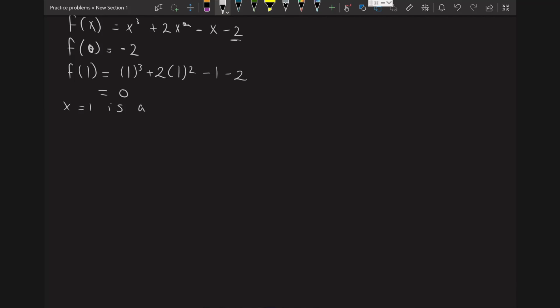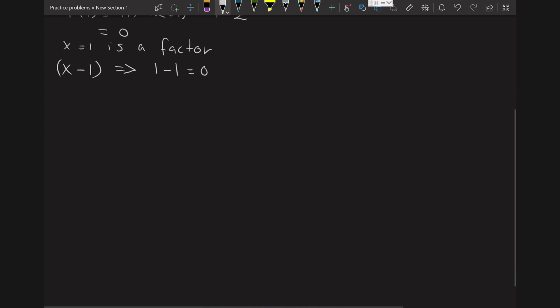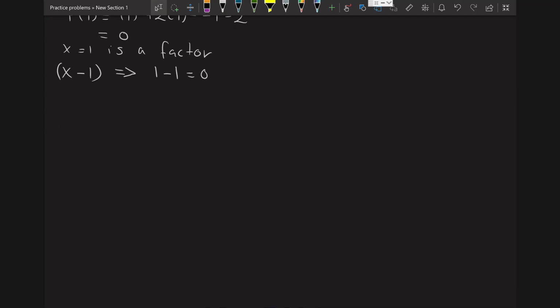a factor. And in order to convert this into factored form, you would do x minus 1. The reason that works, it's kind of more lower level math, is because 1 minus 1 equals 0. Therefore, you just use the inverse sign of whatever x you solve for. Now we have to do polynomial division using x minus 1.